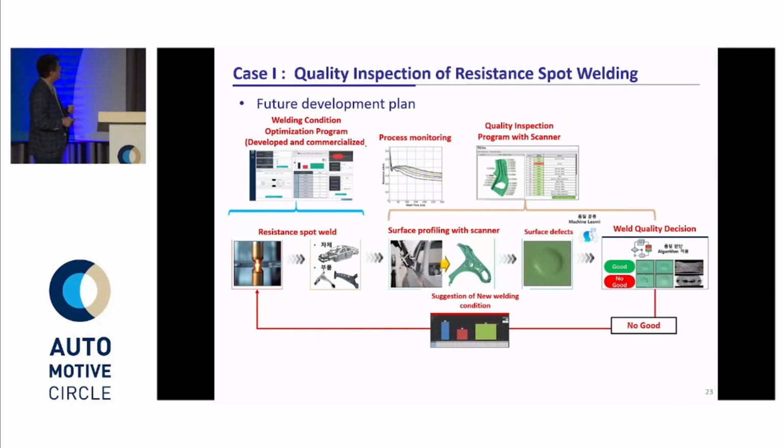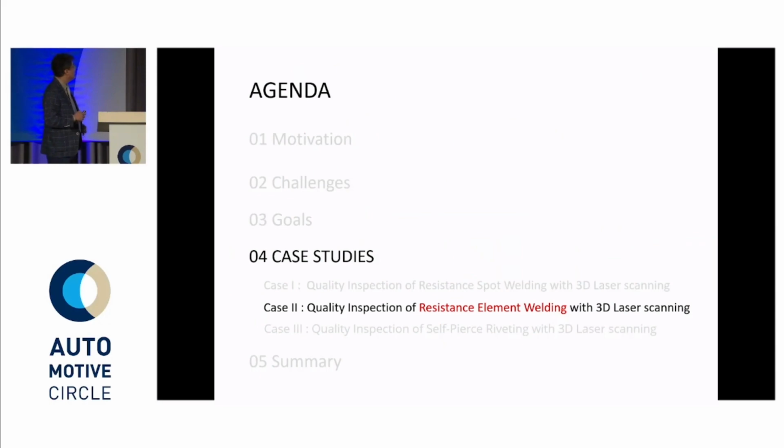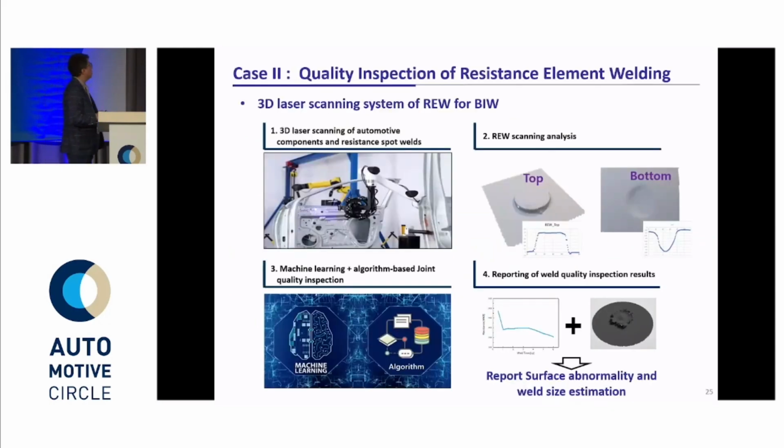Our future technology is making the weld with the welding optimization condition program, which is already commercialized. We do the process monitoring, and at the same time, we do the quality inspection with the surface geometry. If it shows no good, then a welding condition is suggested, this loop will continue, and it guarantees very good welding. Second is resistance element welding, which I will keep short.